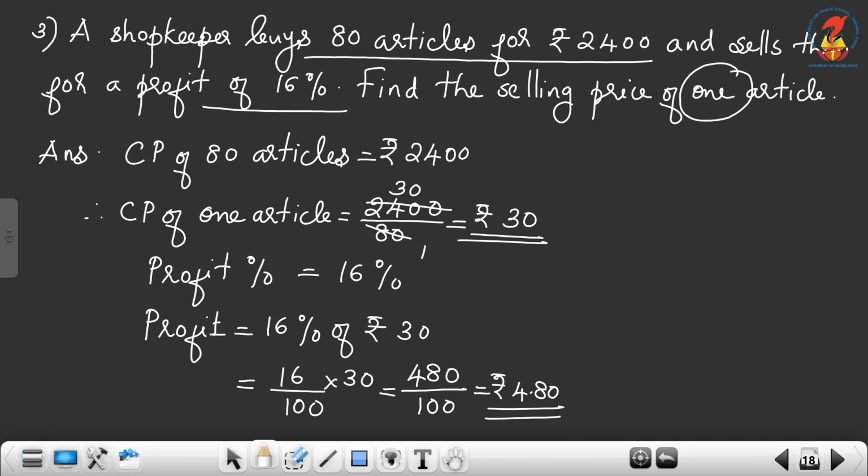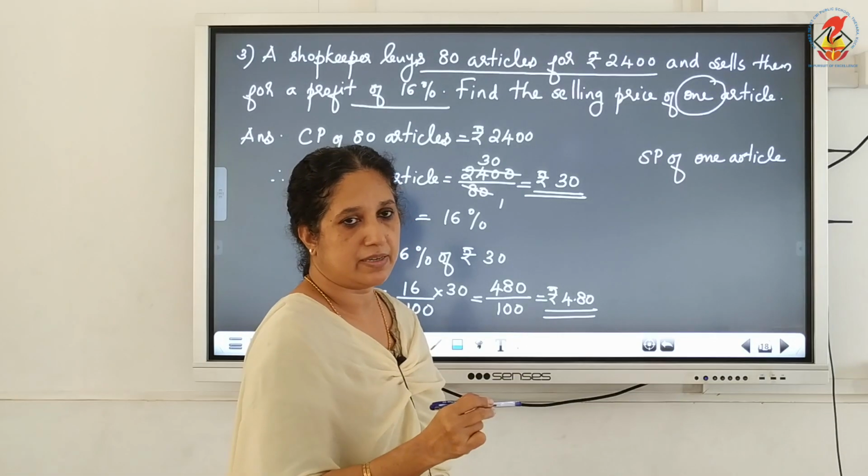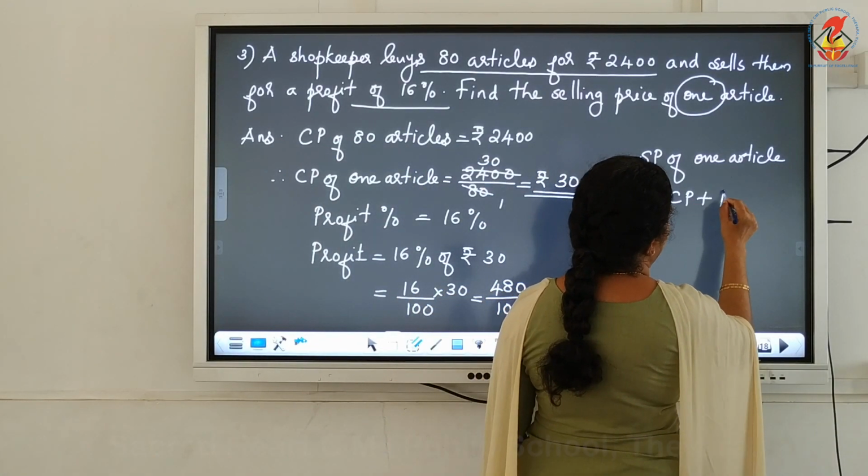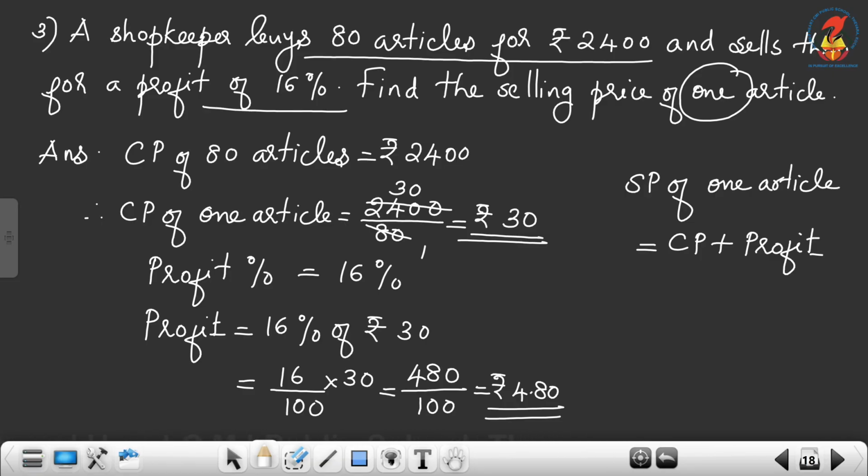Now the question is, we have to find out the selling price of one article. Now selling price of one article. So how can you find out the selling price if the cost price and profit are given? So selling price is equal to cost price plus profit. So here we have to find out the selling price of one article, which is equal to cost price of one article plus profit on one article. So cost price of one article is rupees 30 plus profit on one article is rupees 4.80.